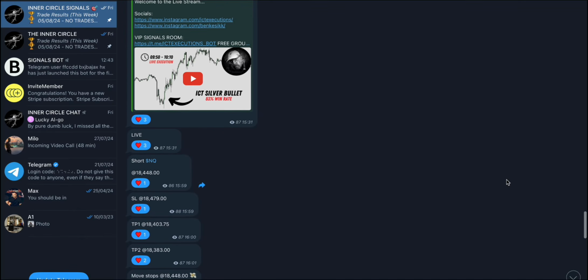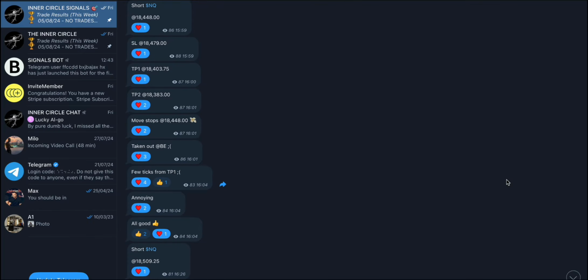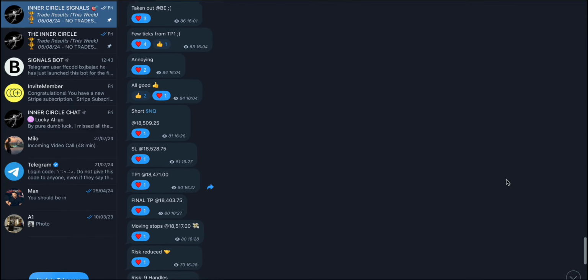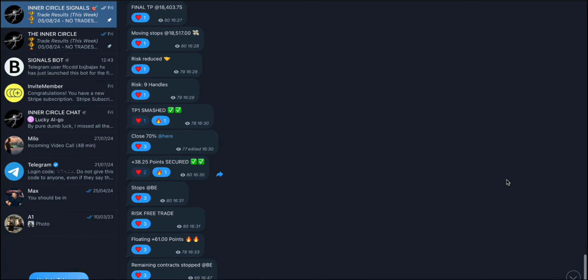Friday, we took another short trade that ended up being a break-even trade. We were literally a few ticks from TP1, but we got stopped out at break-even. Then we took another short trade that ended up smashing TP, 38.25 points secured.